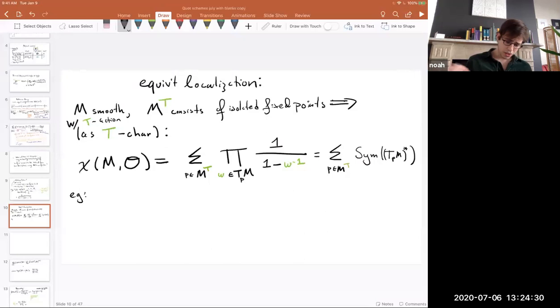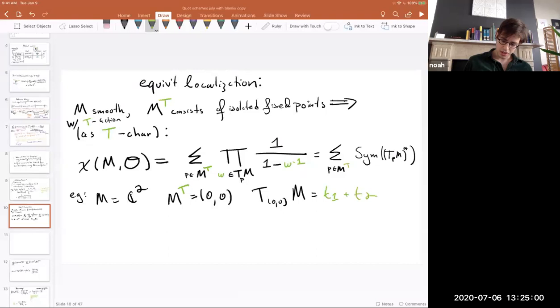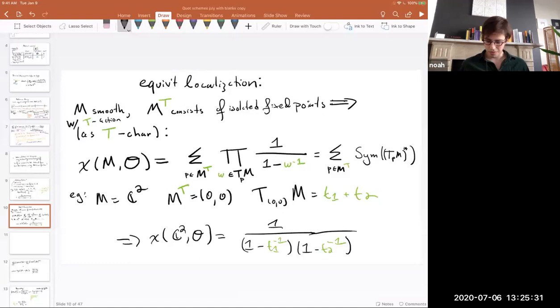So in the example we had on the previous page, if M is equal to C2, there's only one fixed point, and the tangent space to that fixed point decomposes as the weight of one coordinate axis, that's t1, plus the weight of another coordinate axis. And that tells me that functions are just 1 over 1 minus the dual of one of these weights, times 1 over 1 minus the dual of the other. Okay.